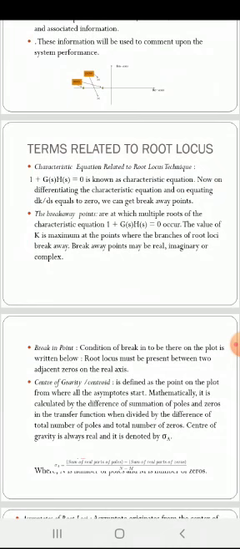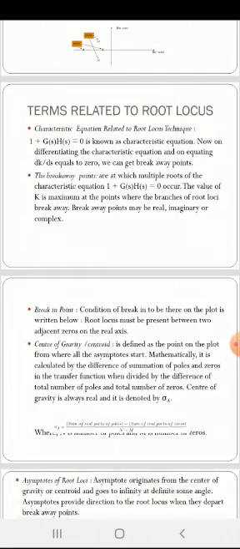Another term is center of gravity or centroid. It is defined as the point on the plot from where all the asymptotes start. Mathematically, it is calculated as the difference of the summation of the poles and zeros in the transfer function divided by the difference of the total number of poles and total number of zeros. The center of gravity is always real and it is denoted by sigma A, and the formula is given below. Sigma A is equal to the sum of the real parts of poles minus the sum of the real parts of zeros upon n minus m. N is the number of poles and m is the number of zeros.